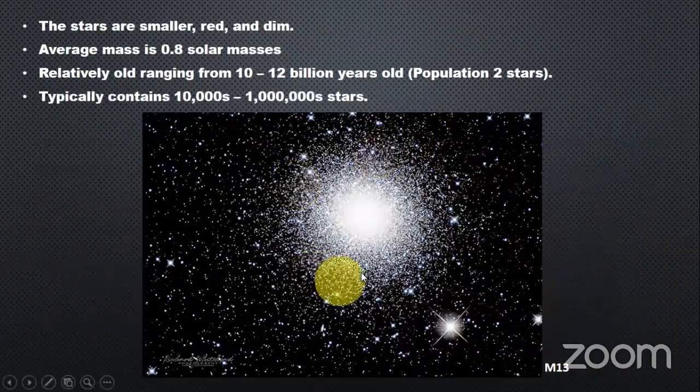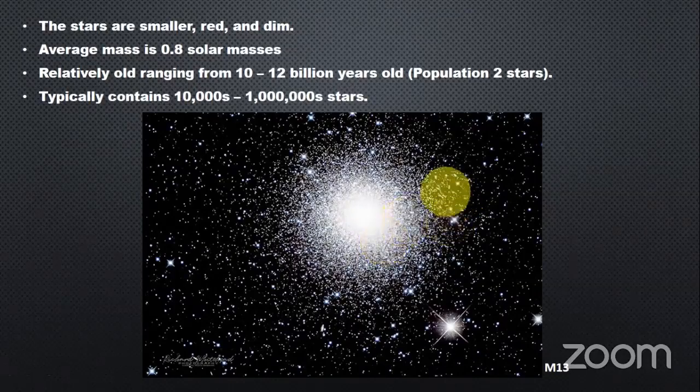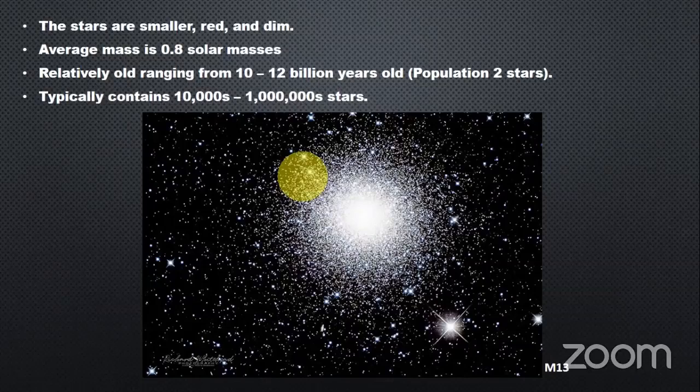So here's another example of a globular star cluster. This is M13. The stars are small, red and dim. Sorry, this picture looks white, but in reality the stars are red. The reason is the color combination during the image processing of this M13 image. The stars are very small, just about 0.8 solar masses, about the size of our sun. Remember, small stars give out red light, so they are red in color.